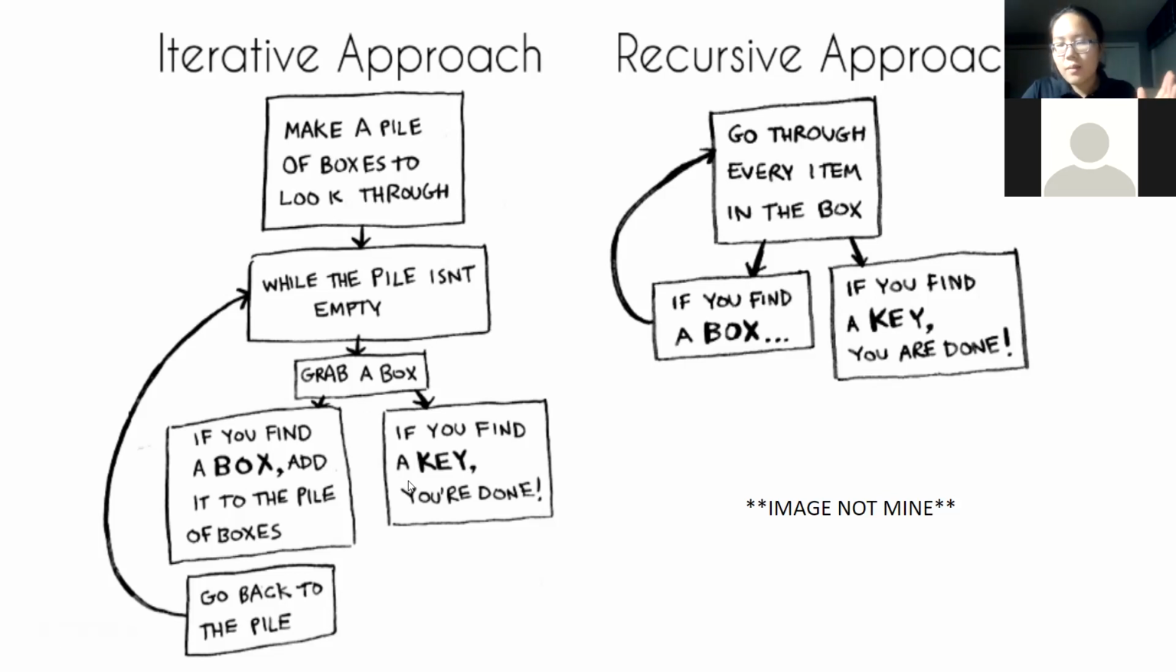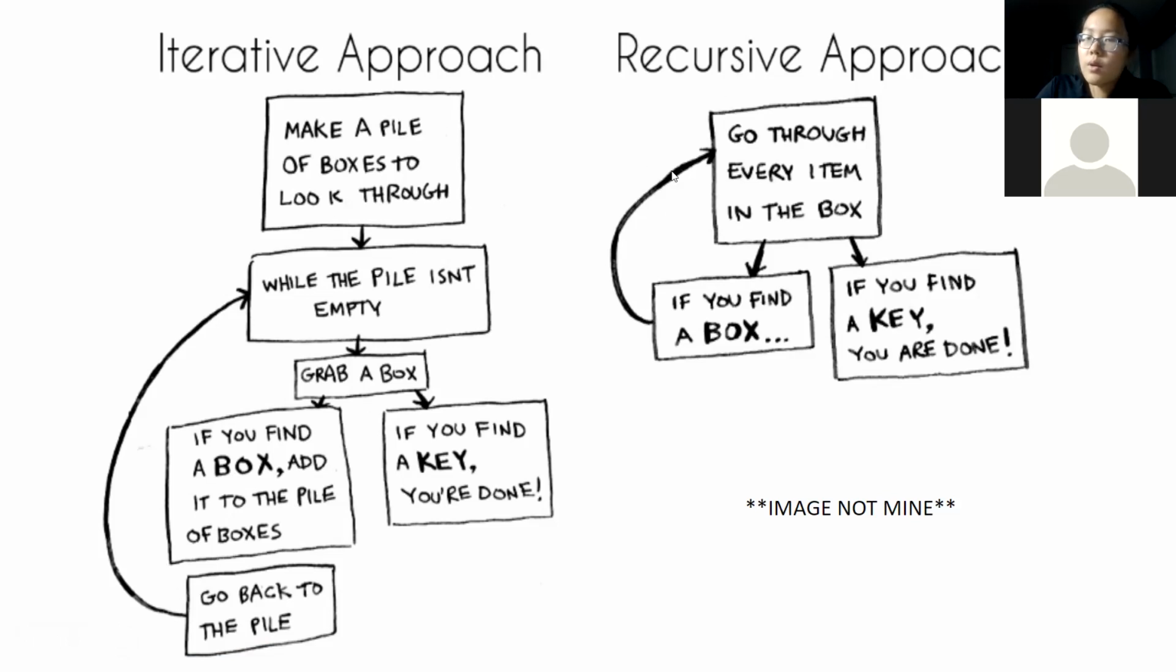We would say, if you find a box, then do this. If you find a key, then do something else. This is what we usually do. Usually we have a while loop or some kind of loop. We have an action, and then we have conditional statements that will do different things depending on what happens. This is saying, if this happens, then go back to the pile, which goes back to the loop again. So this is the regular loop kind.